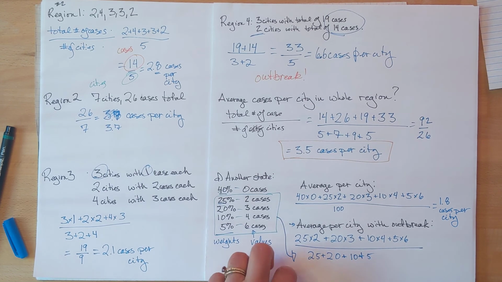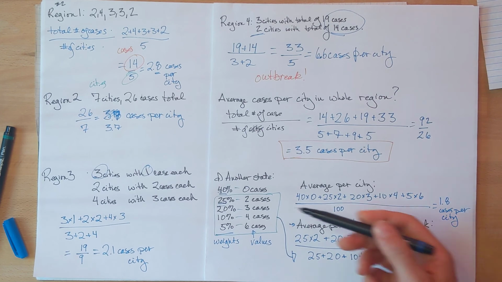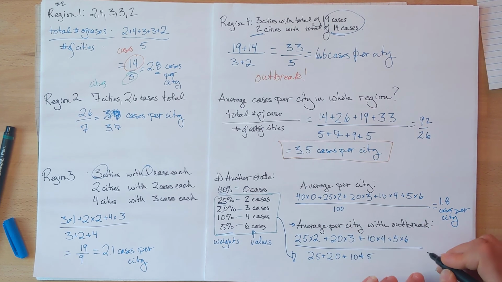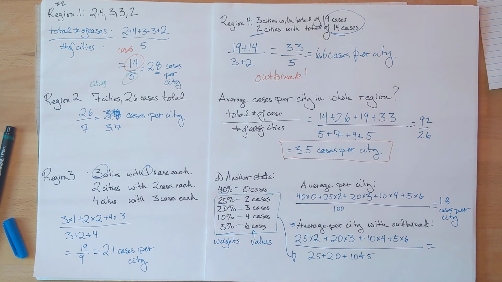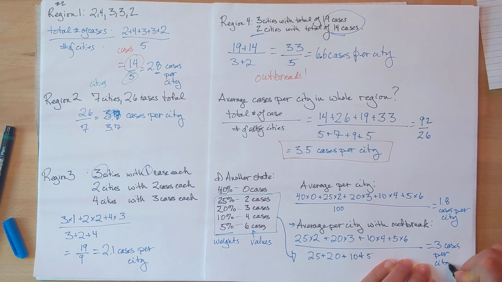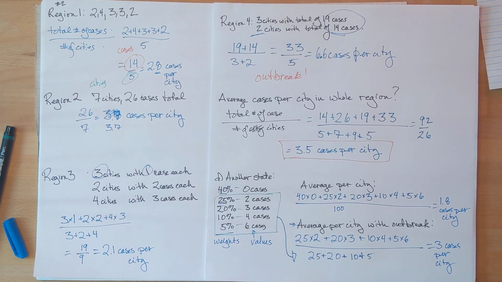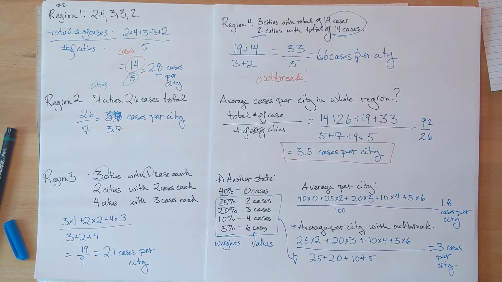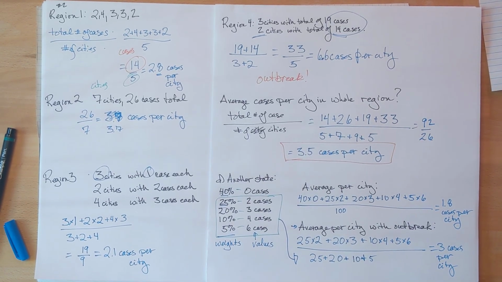So when I add those up, I'm going to take those numbers and divide by 60 instead of by 100, and I'm going to get a larger number than I got for this because I'm eliminating all of those zeros. So if I do the calculation, what I get is 3 cases per city in the cities which have at least 1 rabies outbreak. So those are the answers for problem 2 from the review problems.